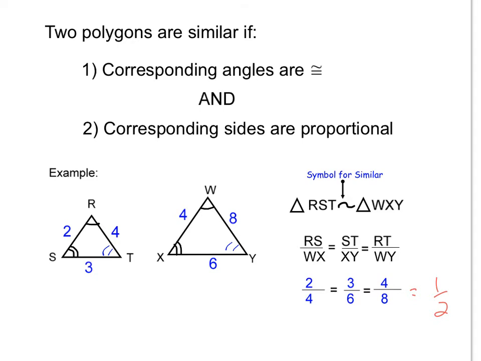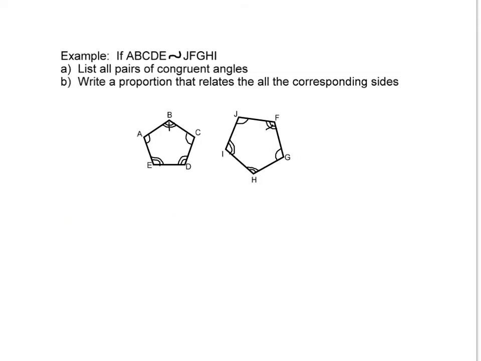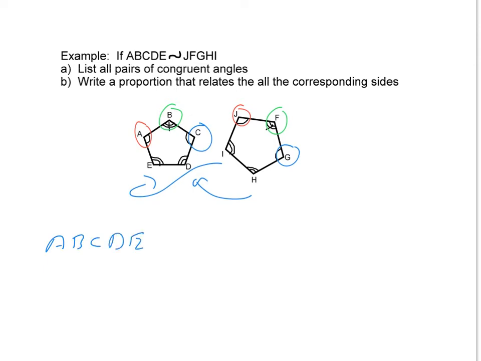Why don't you spend a quick second here and list all the pairs of congruent angles, and write a ratio that relates all of their corresponding sides. Go ahead and stop the tape. Okay, you should have found that A corresponds to J, B corresponds to F, G corresponds to C, H to D, and I to E, which means we could write here pentagon ABCDE is similar to pentagon JFGHI.